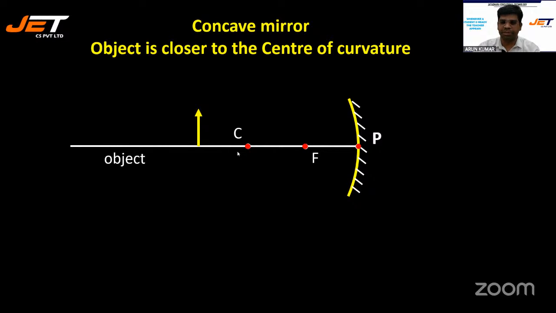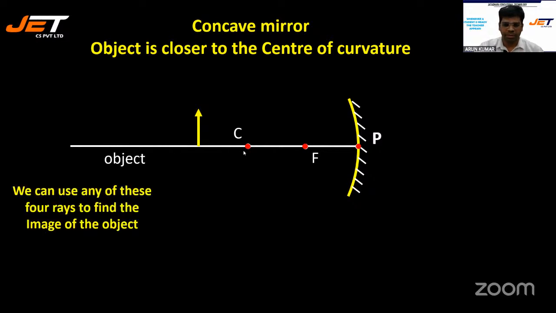Now let us see how the image changes. I'll again use any two of these four rays. First I'll choose a ray parallel to the principal axis.